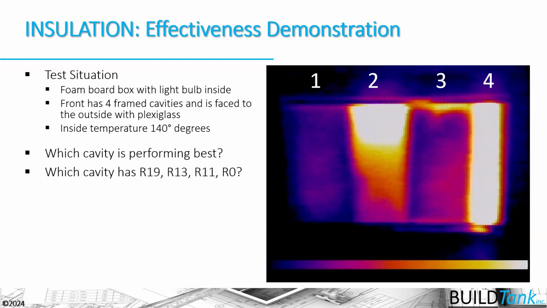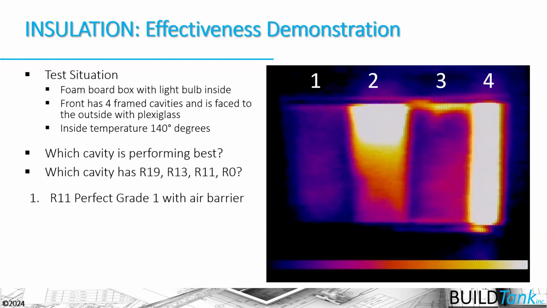So we have cavities that range from no insulation to an R19. And the big reveal is going to come here real quick. So quickly make a note of which cavity you think is performing best here and which R value corresponds to that cavity. And you might or might not be surprised here.